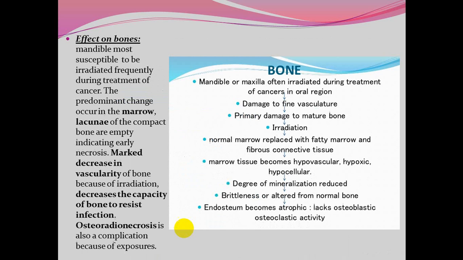If the irradiation continues, the normal bone marrow will be replaced by fatty marrow, and this will lead to fibrous connective tissue. Bone marrow becomes hypovascular and hypoxic due to a decrease in the oxygen level, and this will lead to hypocellularity. The degree of mineralization will reduce. Brittleness results from the bone marrow changes. The endosteum becomes atrophic, which means it lacks osteoblastic and osteoclastic activity.